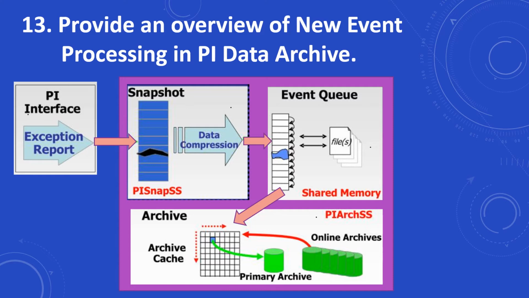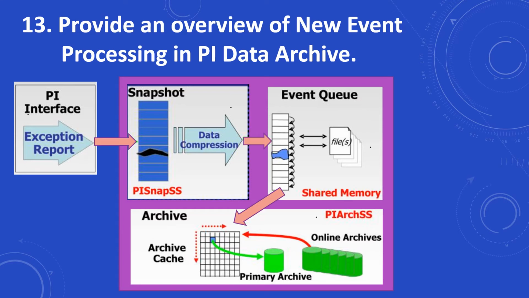The PI snapshot subsystem completes the following steps. Get a new event and make this event the new snapshot value. If the new event is out of order, send it directly to the event queue without performing any compression testing. Otherwise, perform compression testing between the old and new events. Send significant events to the event queue and discard the rest. After snapshot, the event goes to the event queue, and from the event queue it goes to the archive.